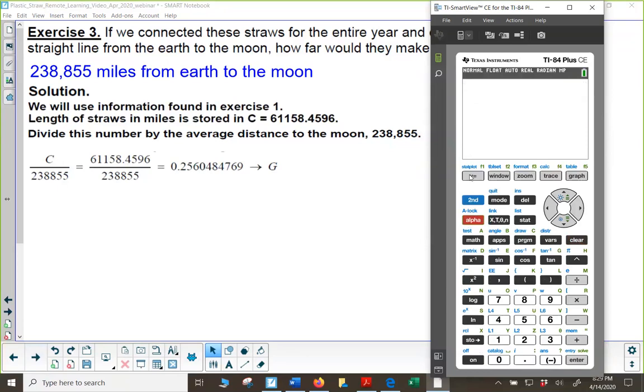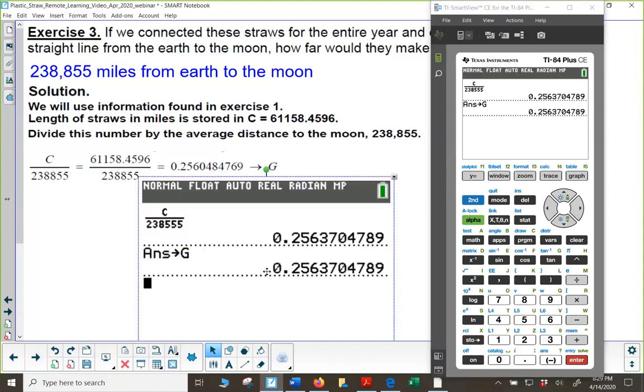Now, again, I can do alpha y equals to get the fraction template, or I can do alpha x t theta n to get the fraction template. So I'll just do the alpha x t theta n. Alpha programs gives me C, arrow down, and then 238,855, and enter. And I'm going to store that into the letter G so that I have it.